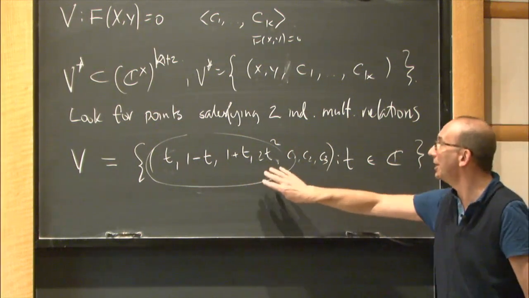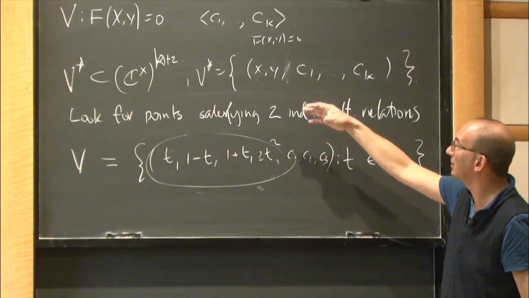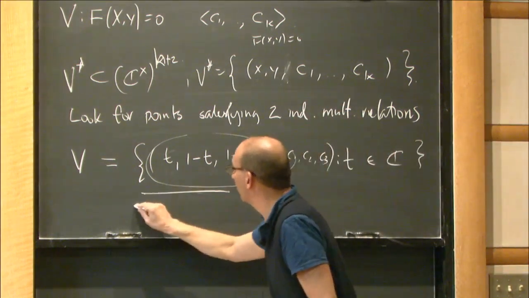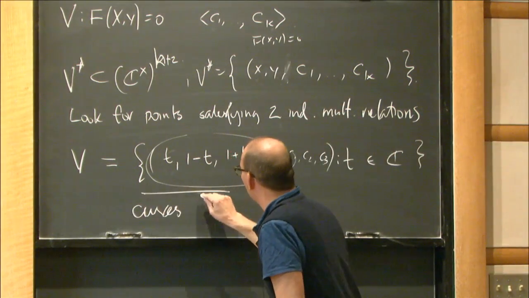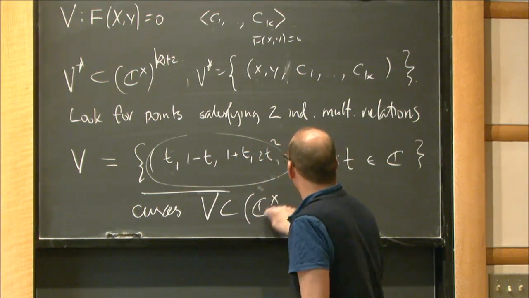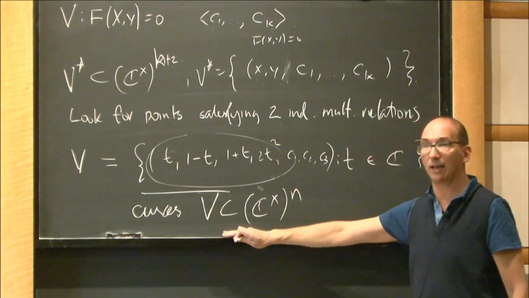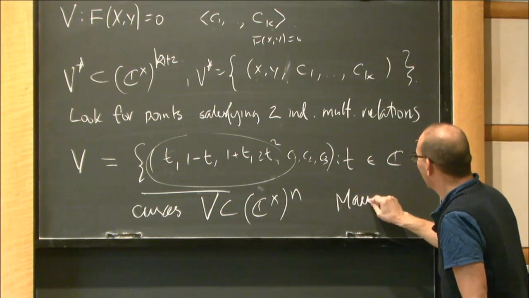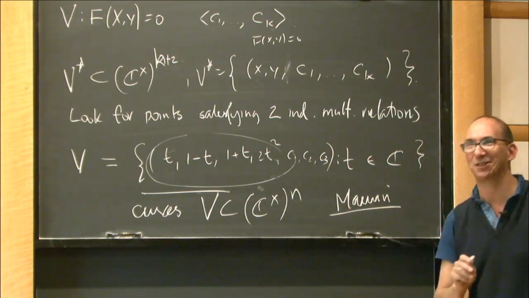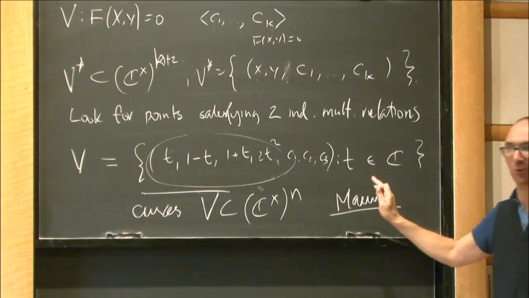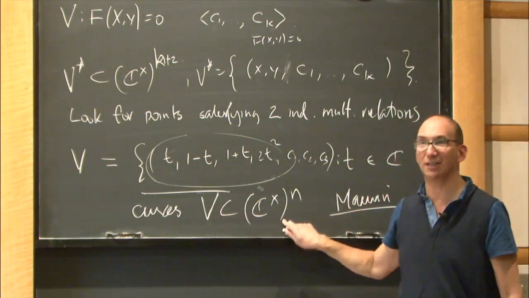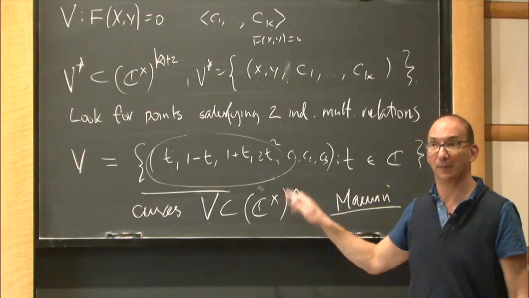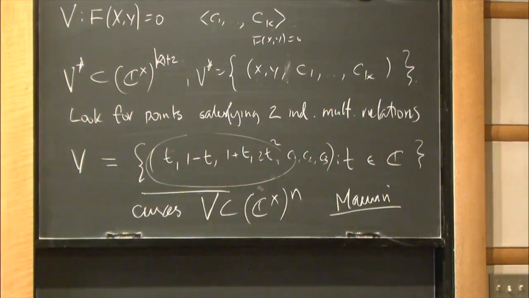And so, right, this is the case. In fact, I'll get to it later. But the case of curves, let me just say it now. Curves V in C cross to the n, that's a case where this conjecture I haven't stated yet is known. That's due to Morin. And for surfaces in C cross to the n, it's an open conjecture. The conjecture I haven't quite formulated.